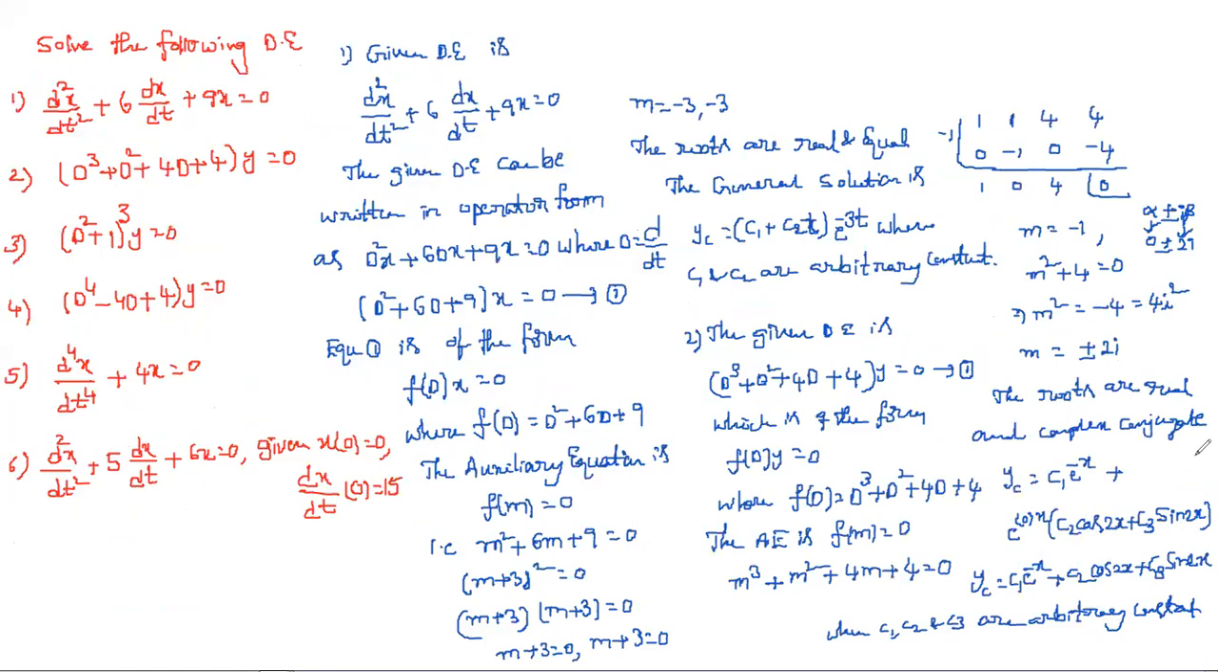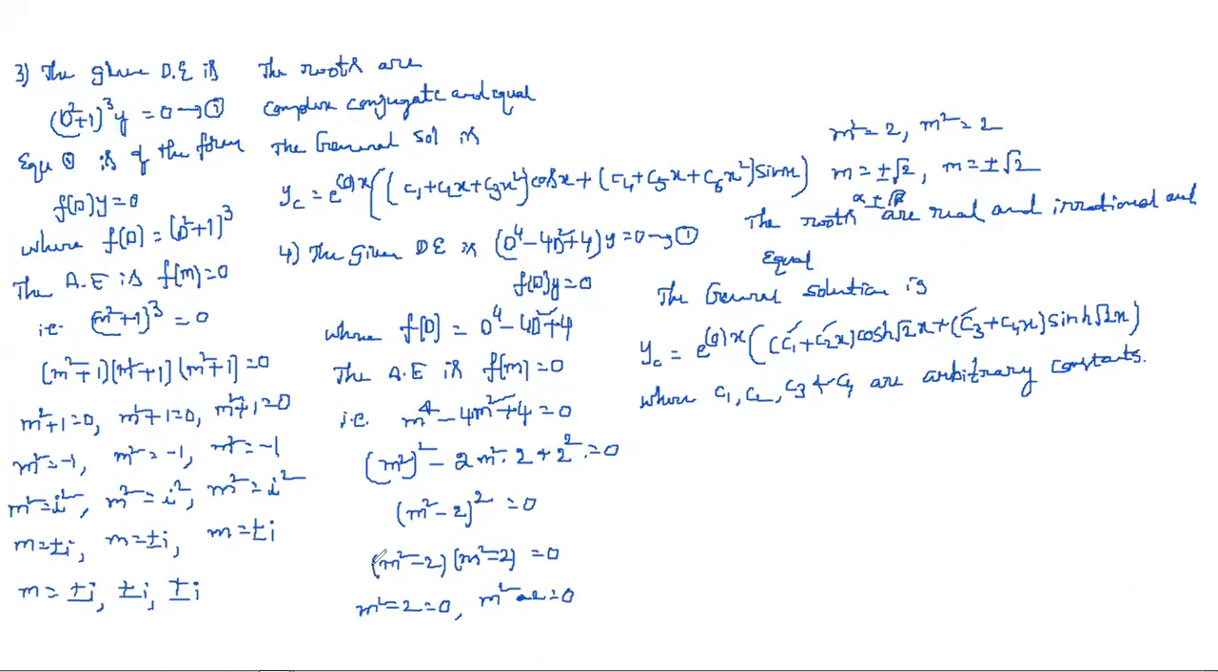Okay. And next, what about the fifth one? d power 4 x by dt power 4 plus 4x is equal to 0. So this is the one. They didn't mention this in operator form. So our first main thing is we need to write it in operator form, and then only go for further steps.